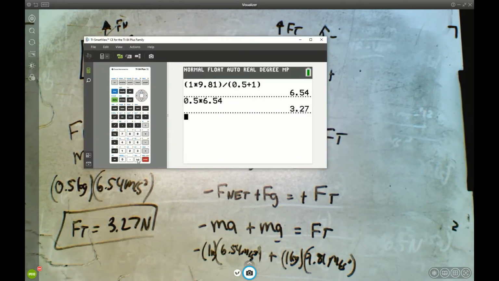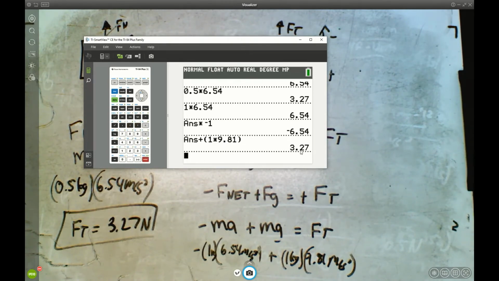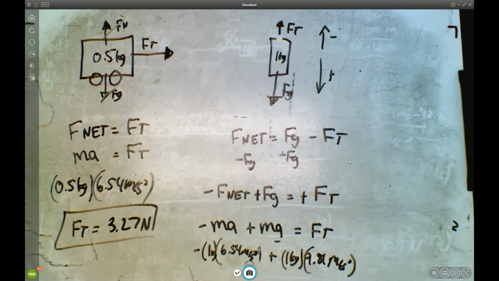So I'm just going to go 1 times 6.54. I'm going to make sure that's negative, so I'm going to multiply it by negative 1, and then I'm going to add on 1 times 9.81, and I get 3.27. Both give me the same answer. They cancel out as a whole, but if I look at them separately, I can find out that force of tension.